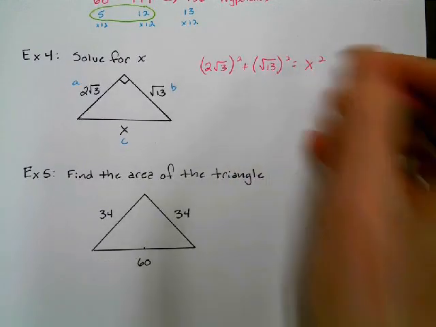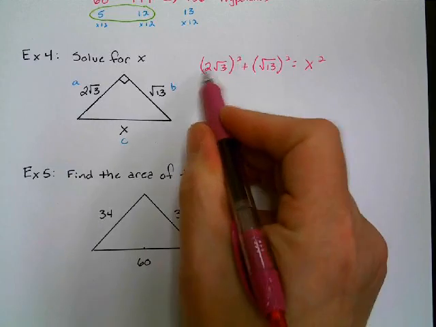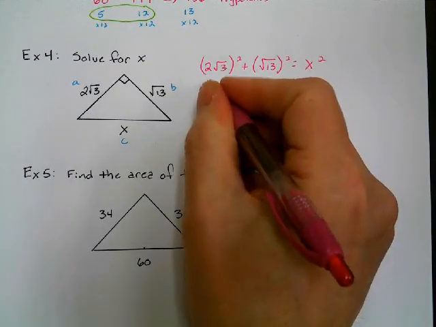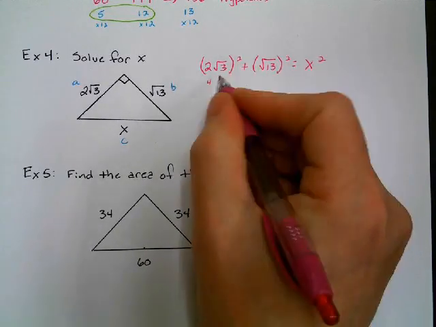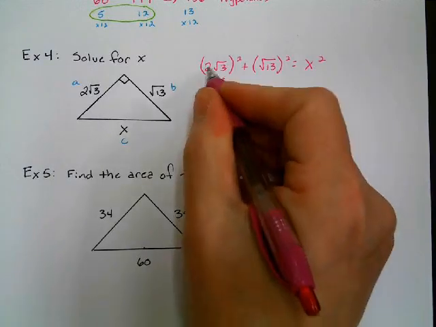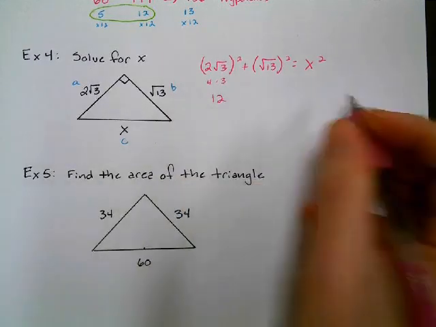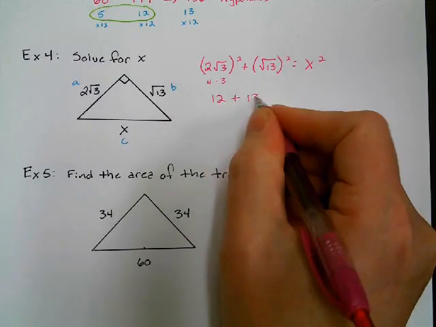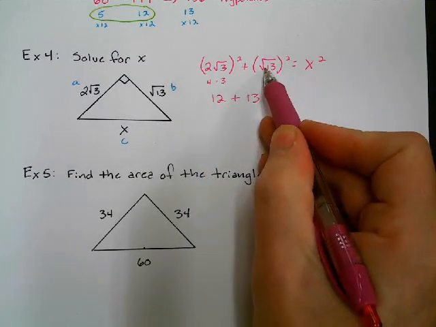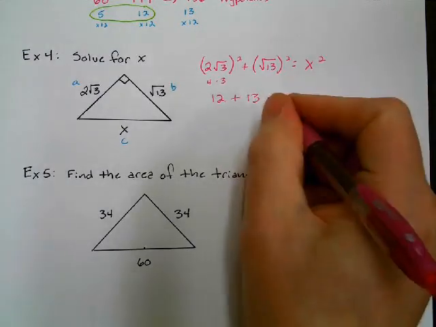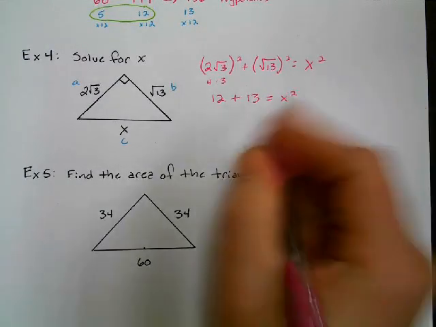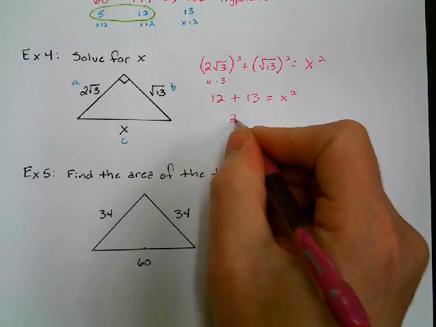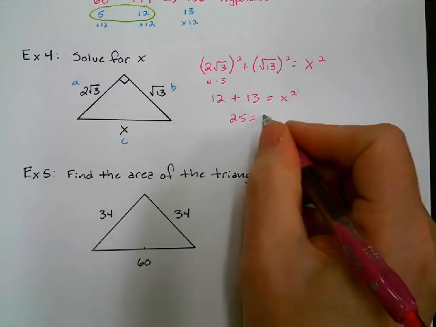So 2 times itself is 4, and then root 3 squared is just 3. So this is 4 times 3, that's 12. Root 13 times itself is 13, because squaring takes away square roots, they're opposite operations. So 12 plus 13 is 25. And we get x squared. Take the square root of both sides, and x is 5.